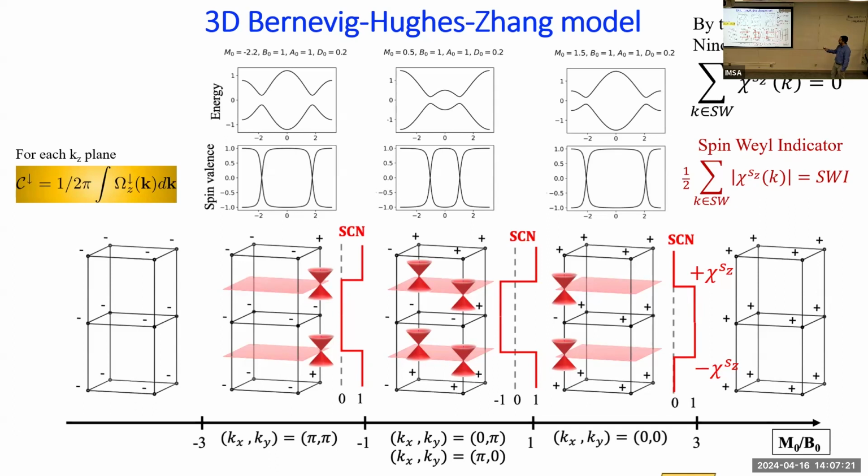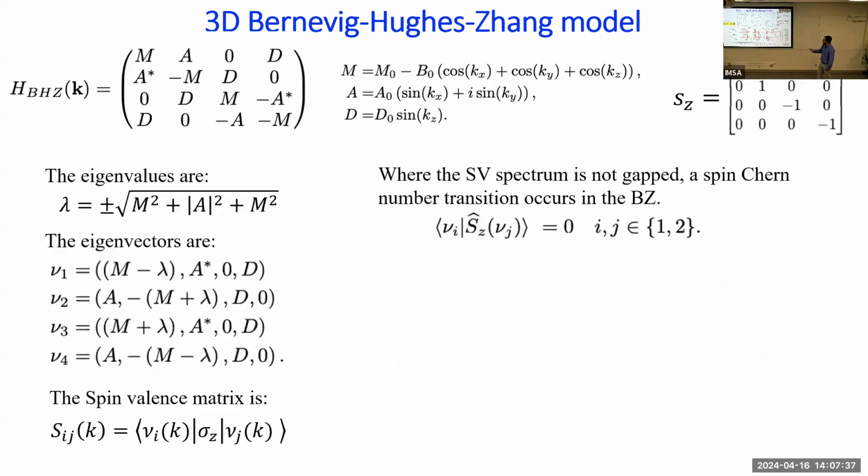We have this indicator to characterize, for example, 0, 1, 2, 1, 0, the spin Weyl indicator for these new phases. For this phase, okay, this is our model. Let's let Bernardo enjoy the mathematics. Let's go to the mathematics. I do the computer simulation.